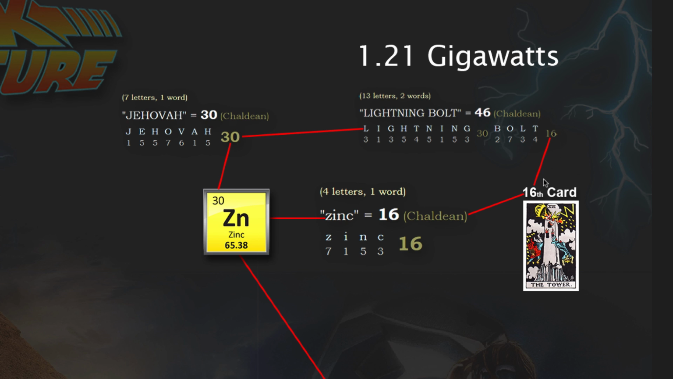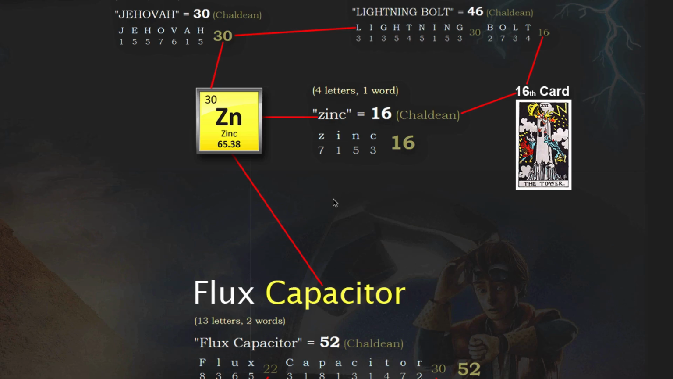Isn't that fascinating? And then we go further. Zinc, which is the 30th element, which is tied to Jehovah, which is tied to lightning. Zinc equals 16, just like bolt, tied to the Tower card. Look at that, full circle. And we're not using multiple ciphers. Ladies and gentlemen, we're just using Chaldean here to tie this all together.